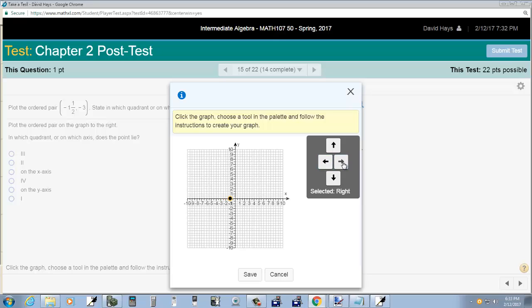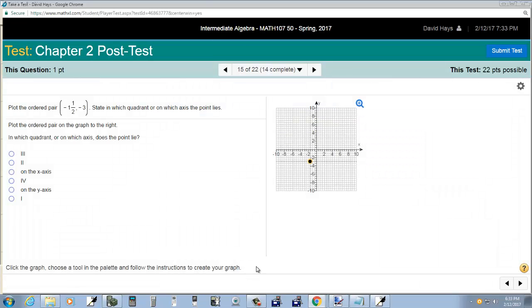-1/2. Okay, I think that's -1/2, -1, -1.5, there would be -3. 1, 2, -3. Boy, that's really hard to see. I wish I'd put the point up here. Let me click save then.